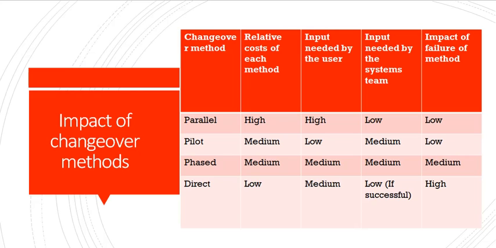So basically, we're looking at the impact of the changeover method, the type of method. We have parallel, pilot, phased, and direct. Relative cost of each method at the start: how expensive is it to implement the method? How cheap is it to implement the method?